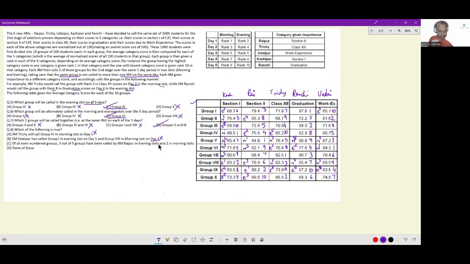Let's look at statement C. Of all even numbered groups, 3 out of the 5 groups have been called by IIM Raipur in the evening slots. Evening slot, even numbered groups. Morning slot, so evening slot and evening slot. This is also a problem. No, 4 out of the 5 groups have been called by IIM Raipur in the evening slots and 1 in morning slots. So this is also not true. So statements A, B, C are not true. The correct answer here has to be option D.